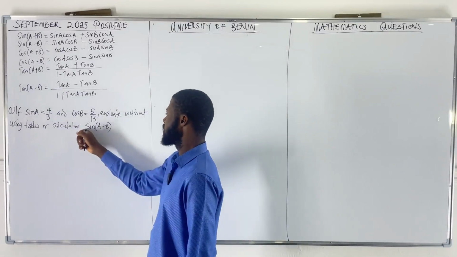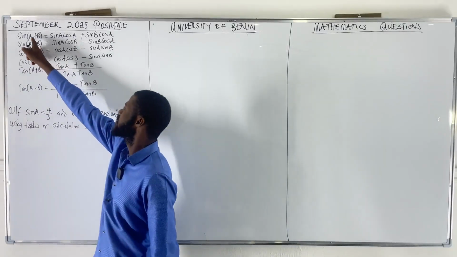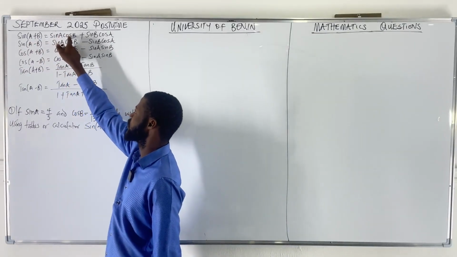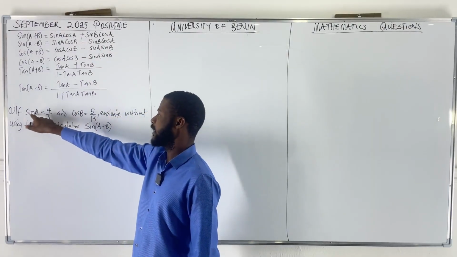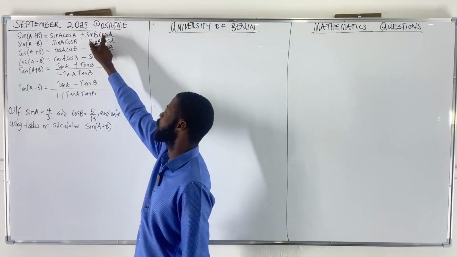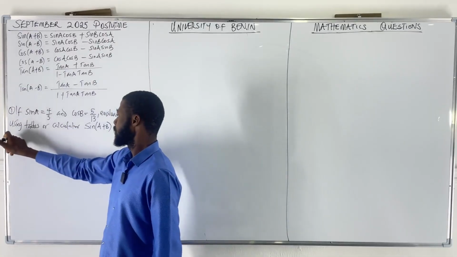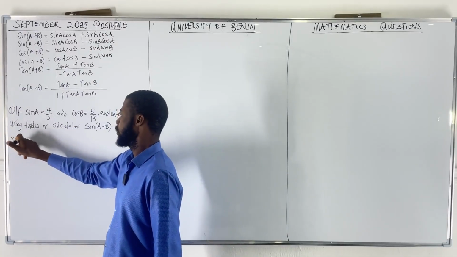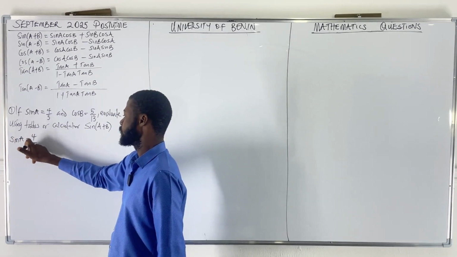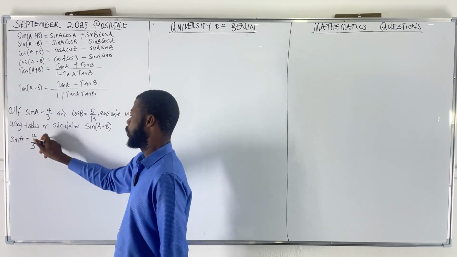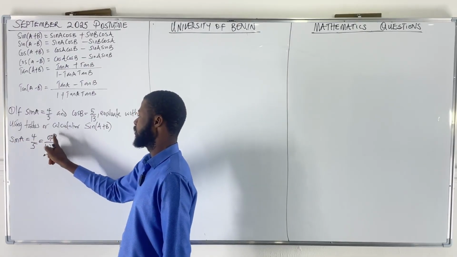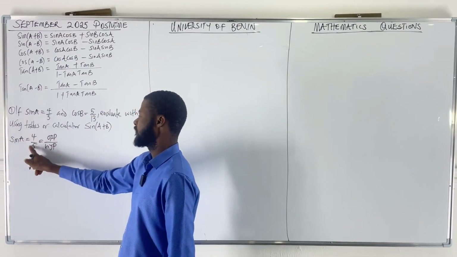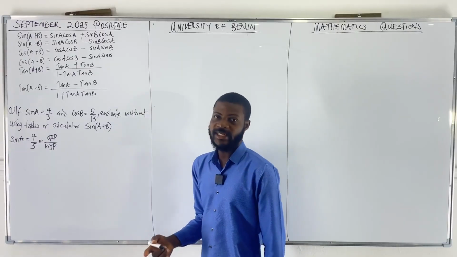Now sine (A plus B), as you can see, there's sine A, there's cos B, there's sine B, there's cos A. Now we have only sine A here. We don't have cos A. So let's find it. Now sine A is equal to 4/5. Remember that sine is opposite over hypotenuse. So opposite is 4, hypotenuse is 5, meaning we need to find the adjacent.